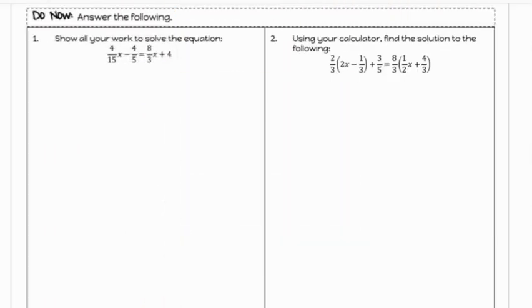Hey everyone, so let's take a quick look at our do now, and as normal I'm going to read it and give you some time to do it on your own. It says, do now, answer the following. Question number 1, you're given an equation, show all work. It doesn't say how to show your answer, so you could do it in any way you want. For number 2, it says using your calculator find the solution to the following. So I am going to make you pause this video and try it on your own, and let's see if we come out with the same answers.